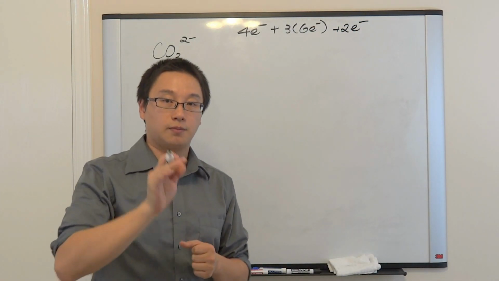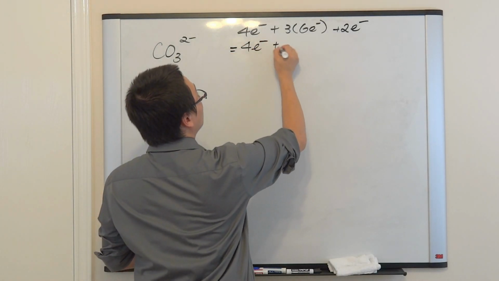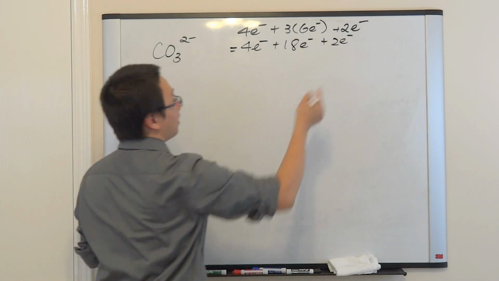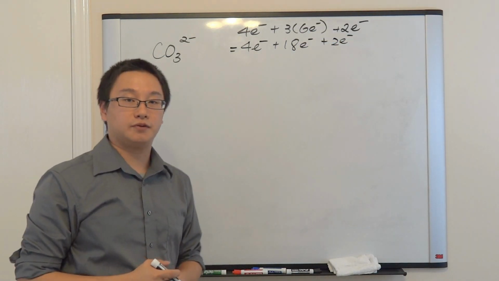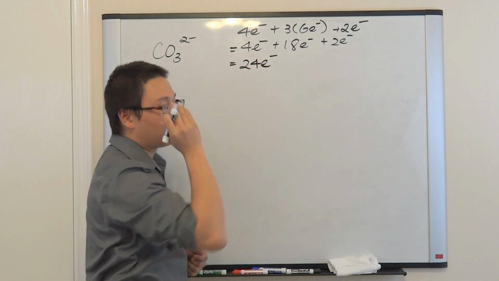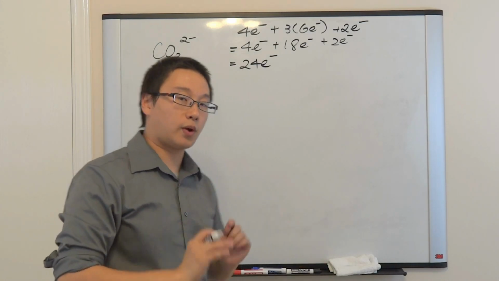All right? So keep in mind. Now let's work out the total. We have 18 electrons from the oxygen, and if we add these all together, we have a total of 24 electrons. Now I'm going to do the Lewis dot structure very quickly.